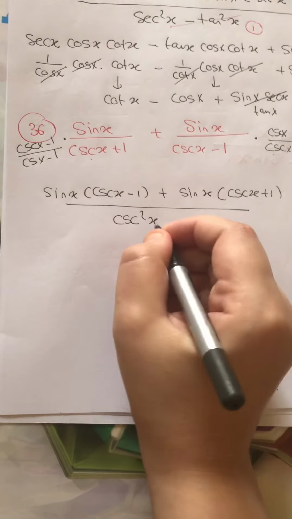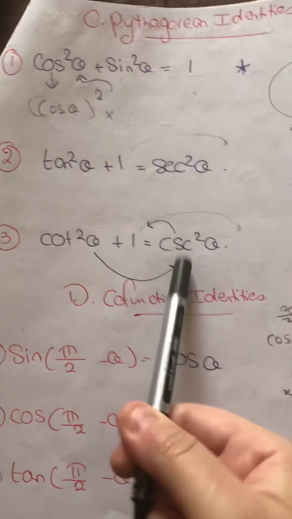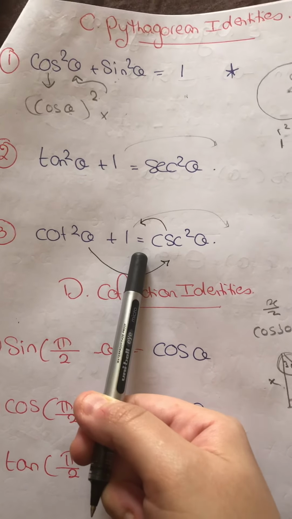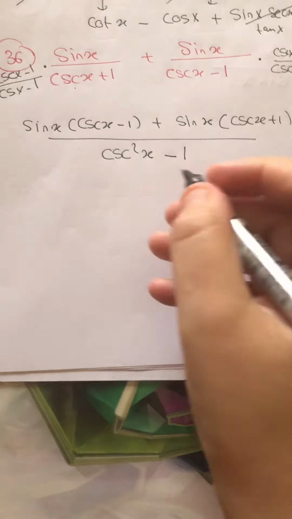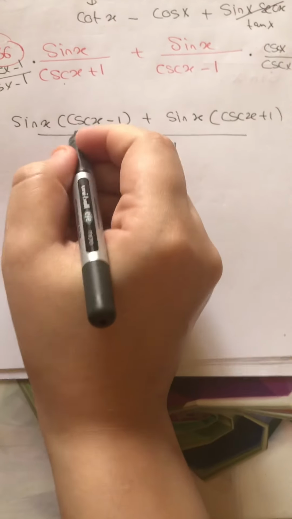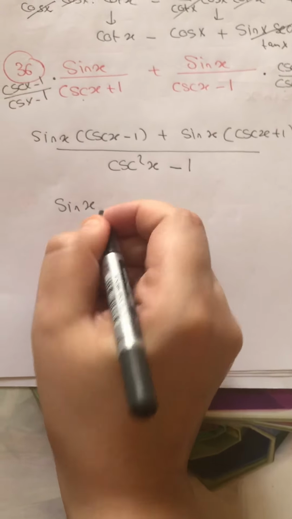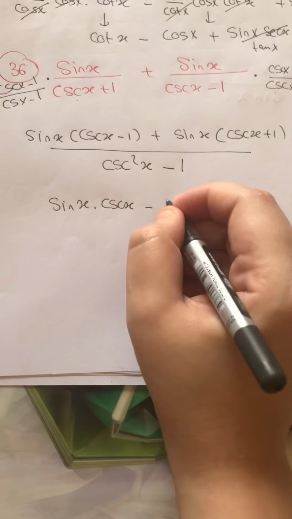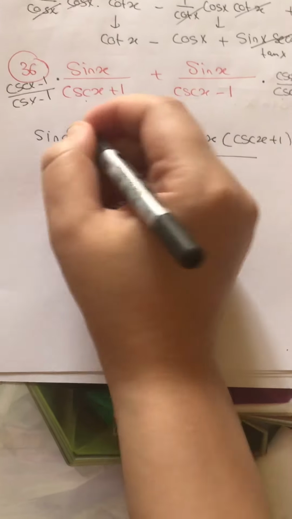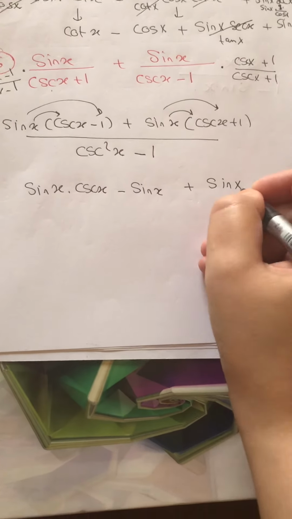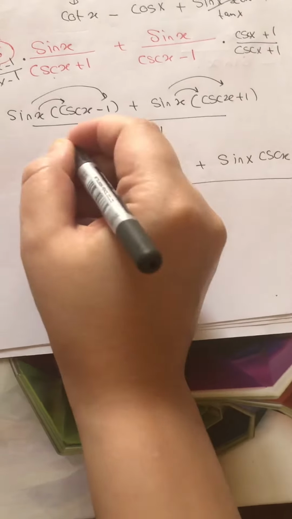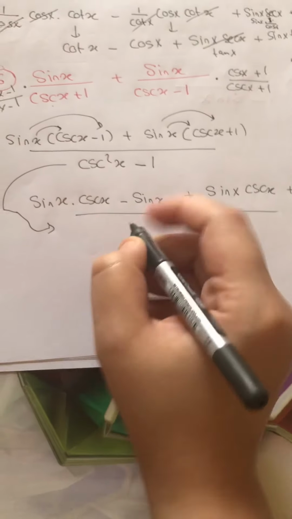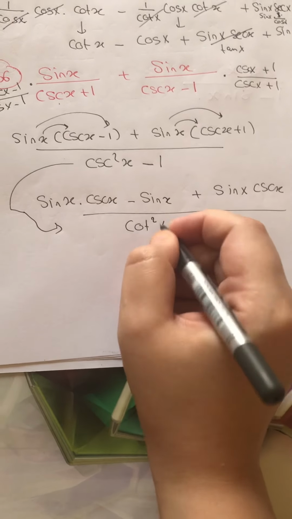That's a cosec squared x minus 1. And what's a cosec squared x minus 1? It's cotan squared x. Right, cotan squared x. So in the numerator, I have sine x times cosec x, which would eventually end in 1 minus sine x. What am I doing? I'm distributing the sine x. And here I'm distributing this sine x cosec x plus sine x all over this, I would change it to cotan squared x.